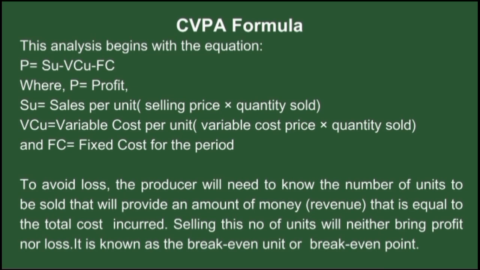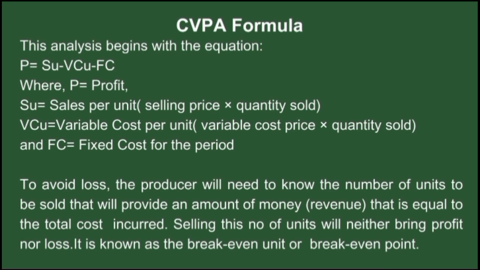The cost volume profit analysis formula. This analysis begins with the equation P equal to SU less VCU less FC, where P equal to profits, SU equal to sales per unit or selling price per unit multiplied by quantity sold, VCU equal to variable cost per unit or variable cost price multiplied by quantity sold, and FC equal to fixed cost for the period.